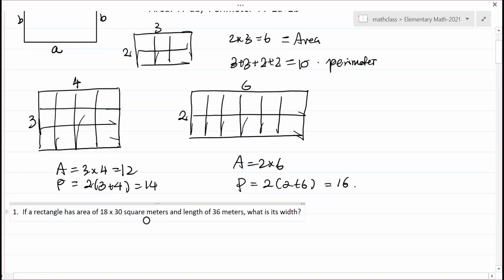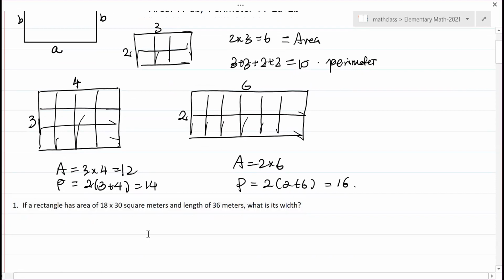All right, so let's take a look at some examples. If a rectangle has an area of 18 times 30 square meters, and the length is 36 meters, what is the width? You are given the area, but it is written as a product. So how do you solve this problem? Step one, draw the picture. Draw a rectangle. This side is 36, and we don't know the width, so use W.